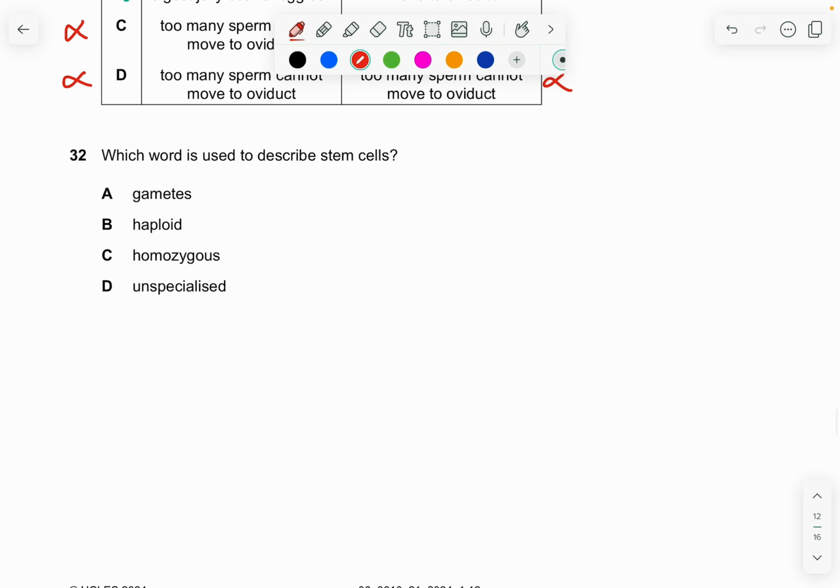So which word is used to describe stem cells? So stem cells, they are like the very first origins of all of our cells. Why is it that it is? Because it is unspecialized. So unspecialized is your answer.